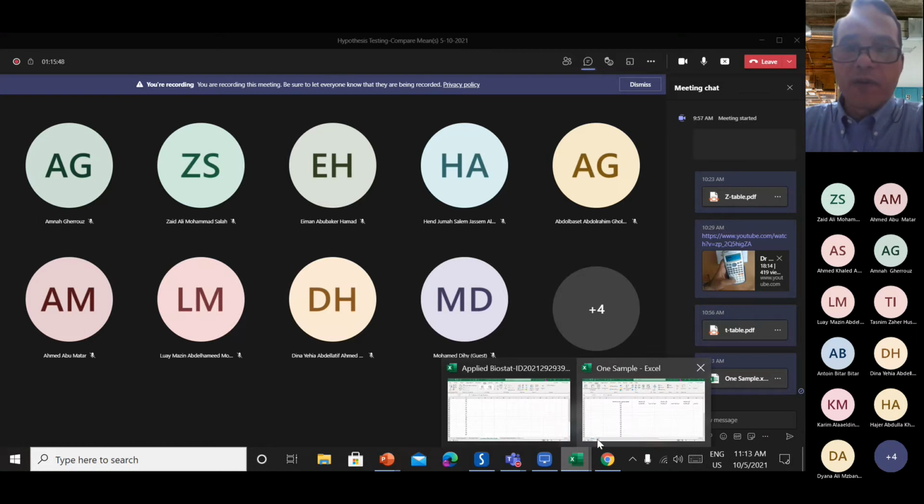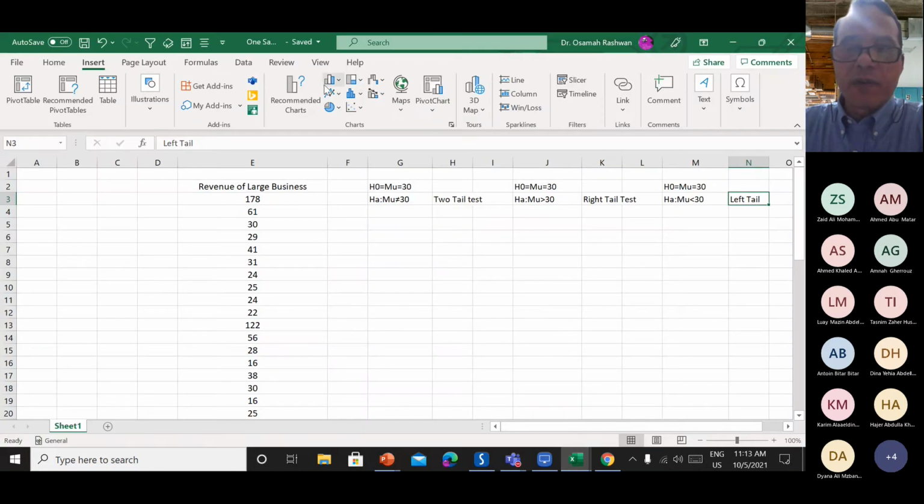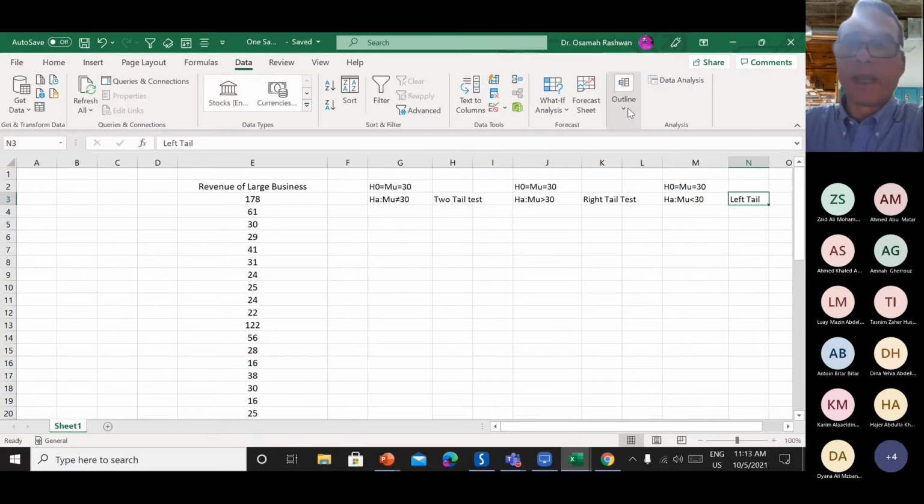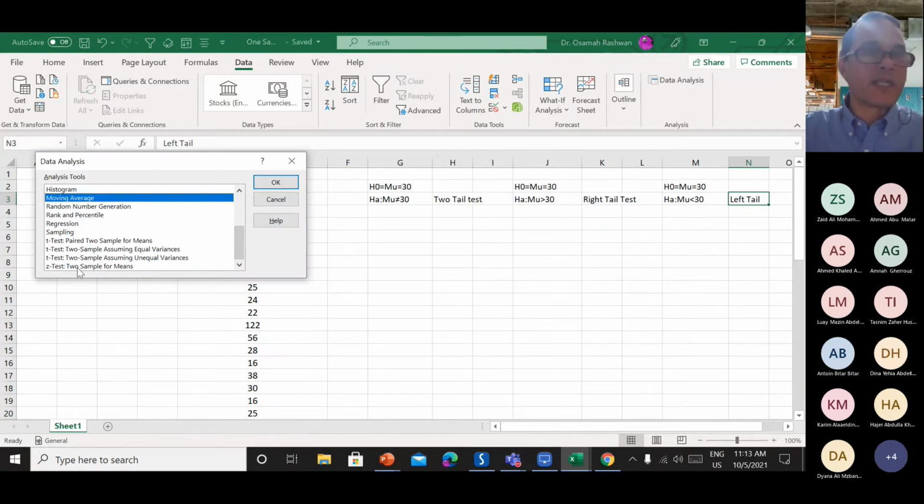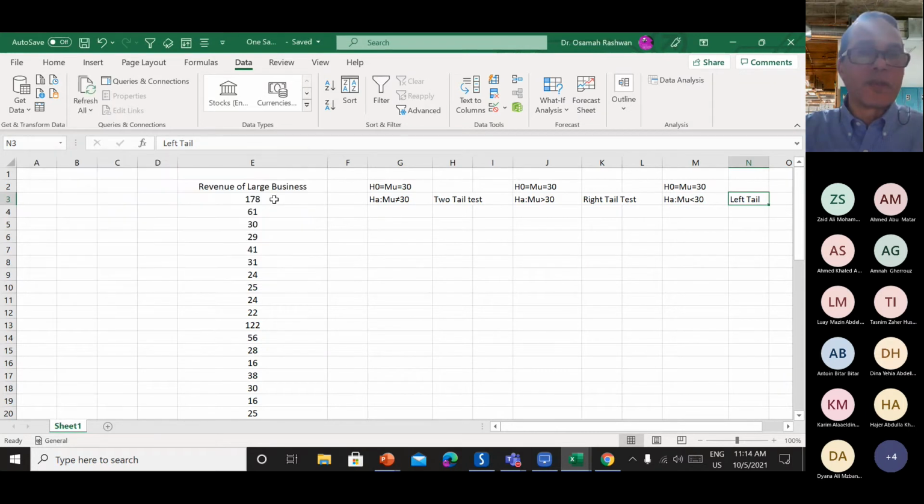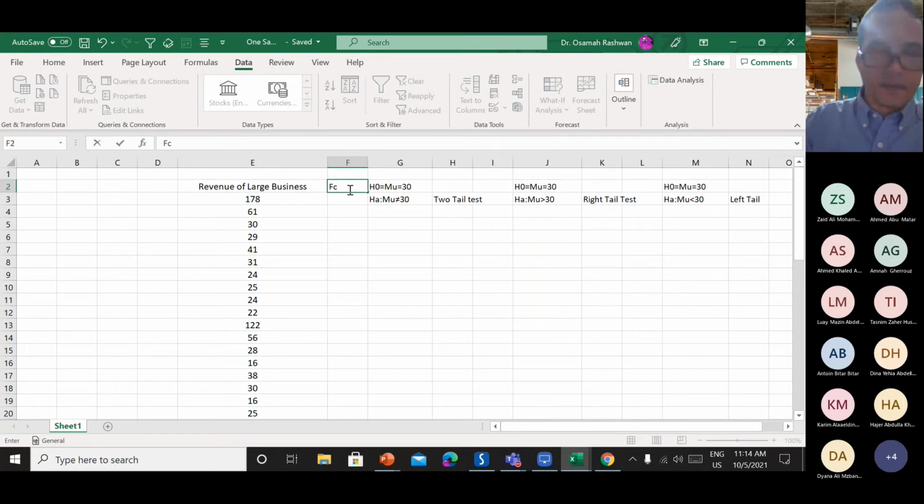So if I go for Excel in my data here and data analysis, I will not find Z-test for one sample, right? I have only Z-test for two samples. So what I'm going to do, I'm just going here, right? And I'm having a fake one. So I can call it fake revenue.